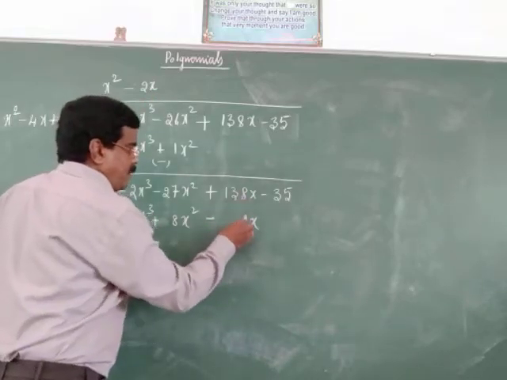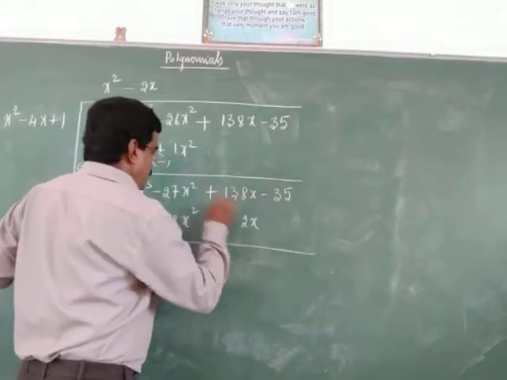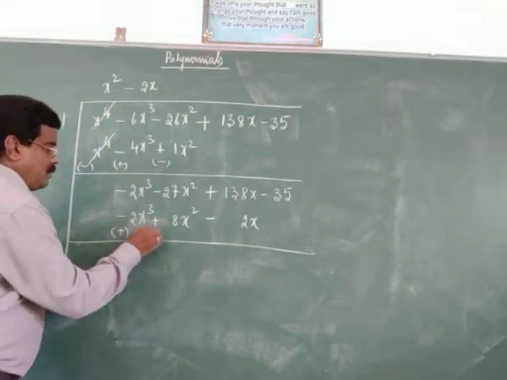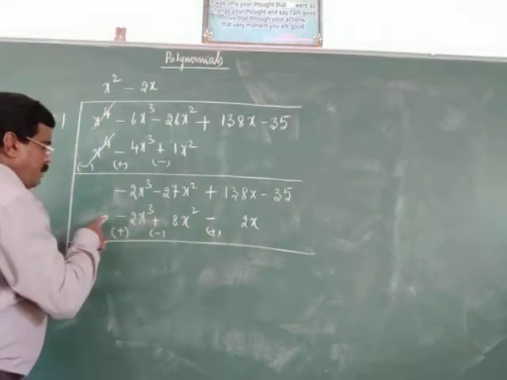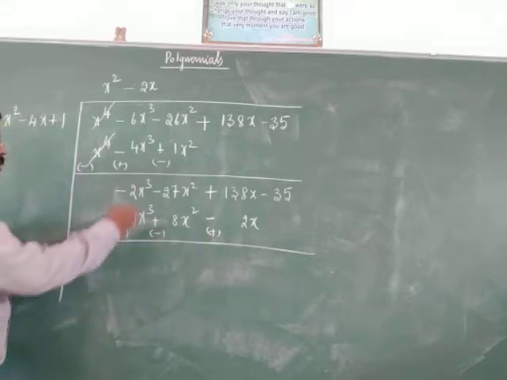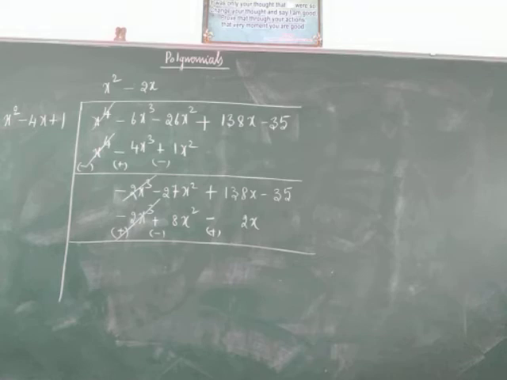See children, where to write 2x? Below 8x square, below x should come. Like terms should come one below the other neatly like this. Again the changing of sign is shown. Minus becomes plus, plus becomes minus, minus becomes plus. The intention is what? To cancel the first term, that is minus 2x plus 2x gets cancelled.